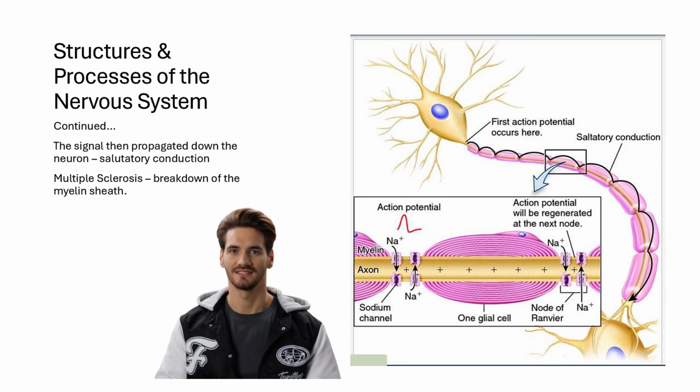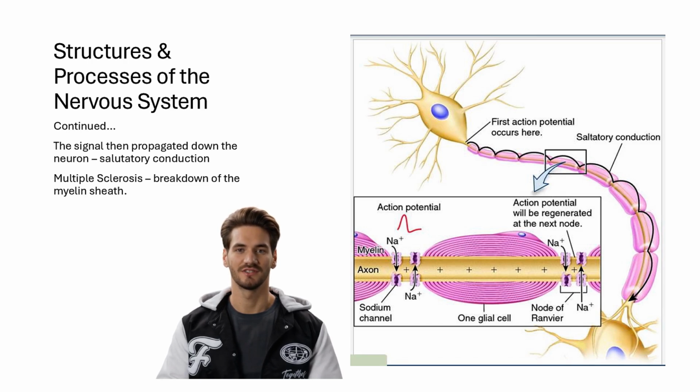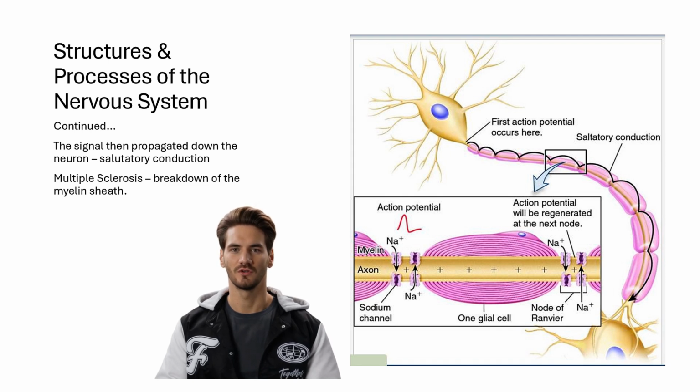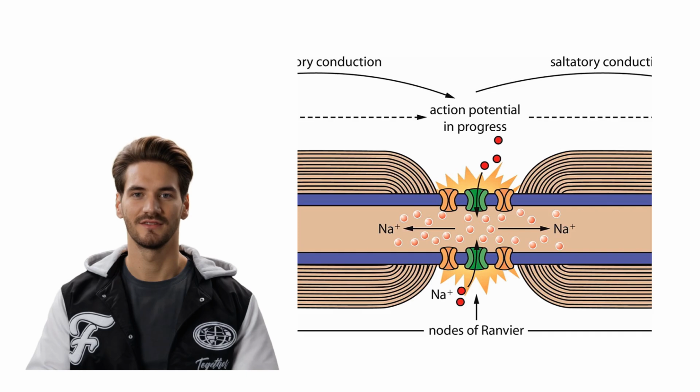This diagram highlights the importance of myelin. When the myelin sheath is intact, action potentials regenerate efficiently at each node. In multiple sclerosis, the myelin sheath deteriorates. Without insulation, impulses slow down or fail entirely. This explains symptoms such as muscle weakness, poor coordination, and slowed reflexes. The disease illustrates how critical myelin is for proper nervous system function.